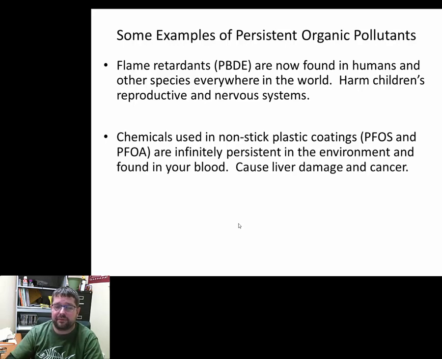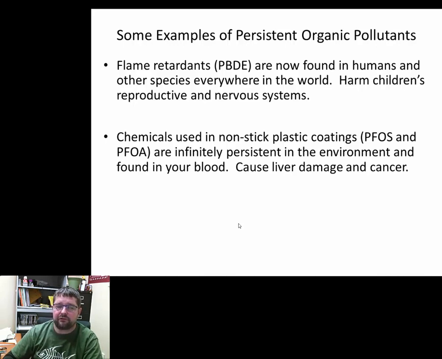Other things that we now know, it was a good idea when we had it, are non-stick plastic coatings that we see in pans and things like that. They can definitely cause liver damage and are known carcinogens. They can persist in your blood for a long period of time, in the environment, in the water system for a long period of time.